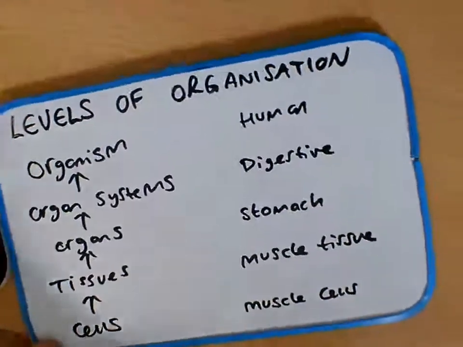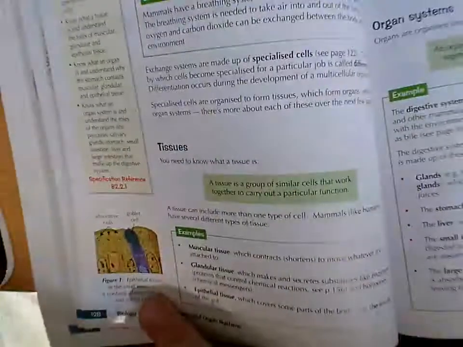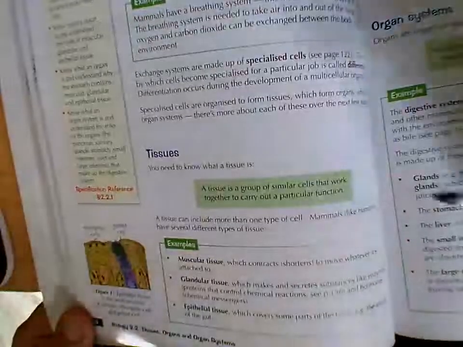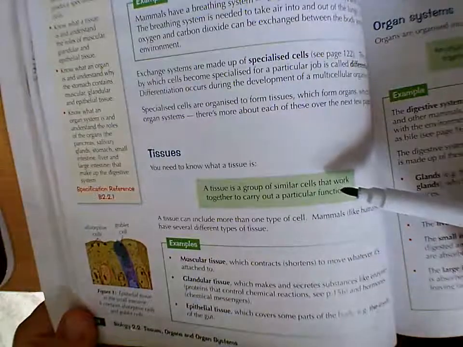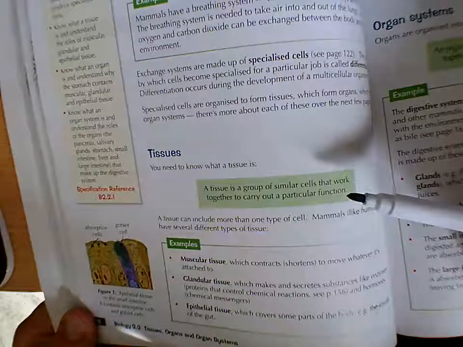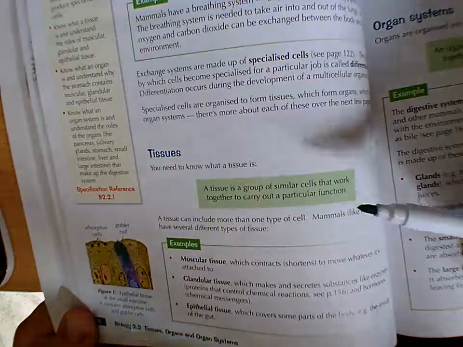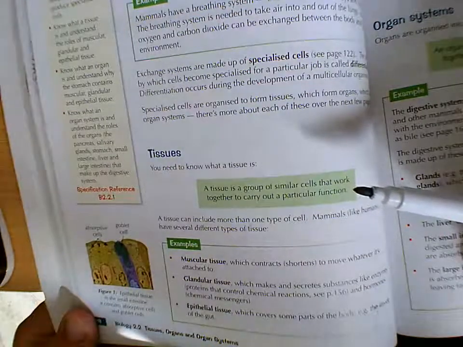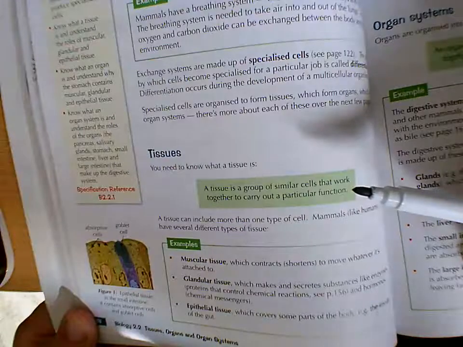Now, a common exam question is normally regarding the definition of a tissue. So this is what the textbook says. A tissue is a group of similar cells that work together to carry out a particular function. Definitely make sure that you write that down. A tissue is a group of similar cells that work together to carry out a particular function.